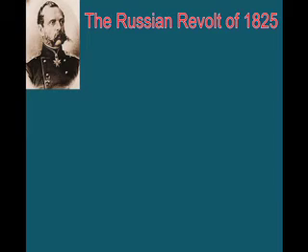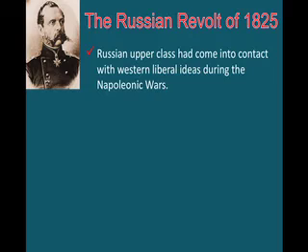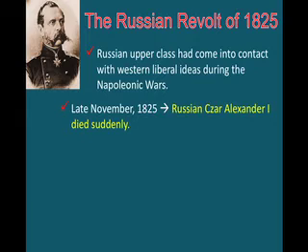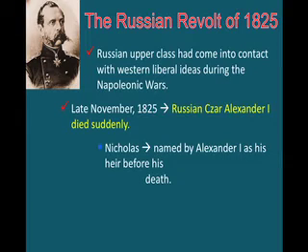The Russian Revolution of 1825. The Russian upper class had come into contact with Western liberal ideas during the Napoleonic Wars. And in late November of 1825, Russian Tsar Alexander I died suddenly, and that's his picture in the top left-hand corner. Nicholas comes to power, and he's named by Alexander I as heir before his death.